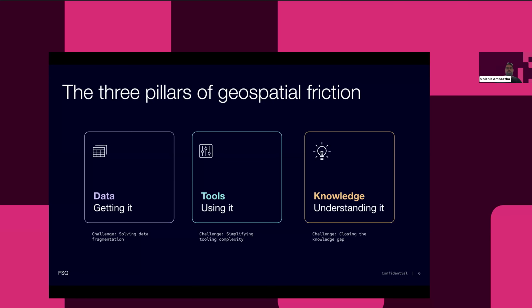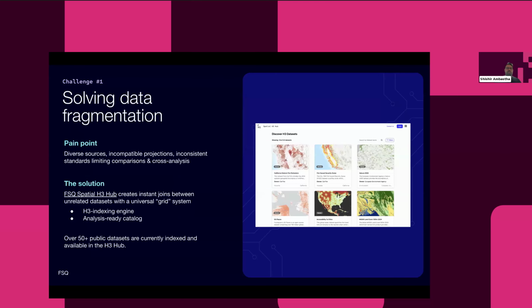And this is where Foursquare comes in. Our spatial suite of products help with each of these challenges. So let's go through them one by one. The first challenge is data fragmentation, right? The problem is that geospatial data sets come from diverse sources. They can have many incompatibilities, like using different kinds of projections, using inconsistent standards. So doing a join across them and coming up with a cross analysis can be really difficult.